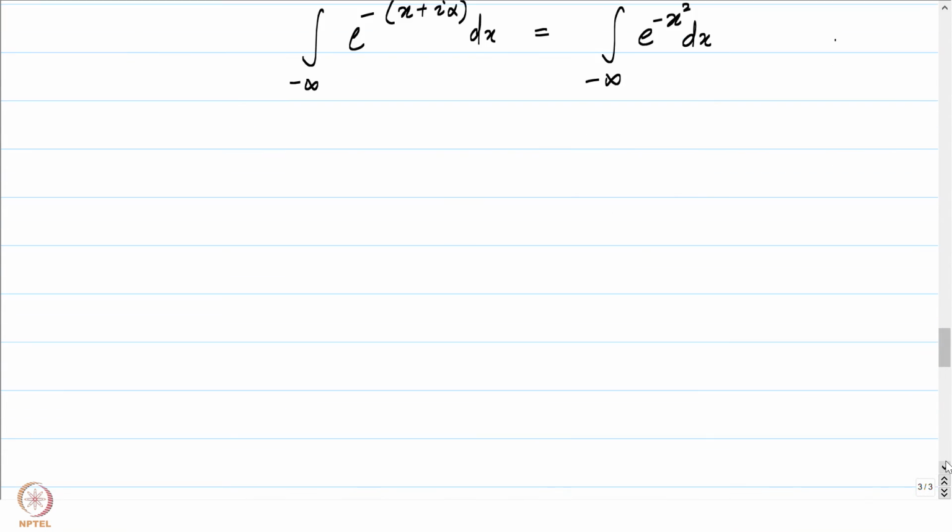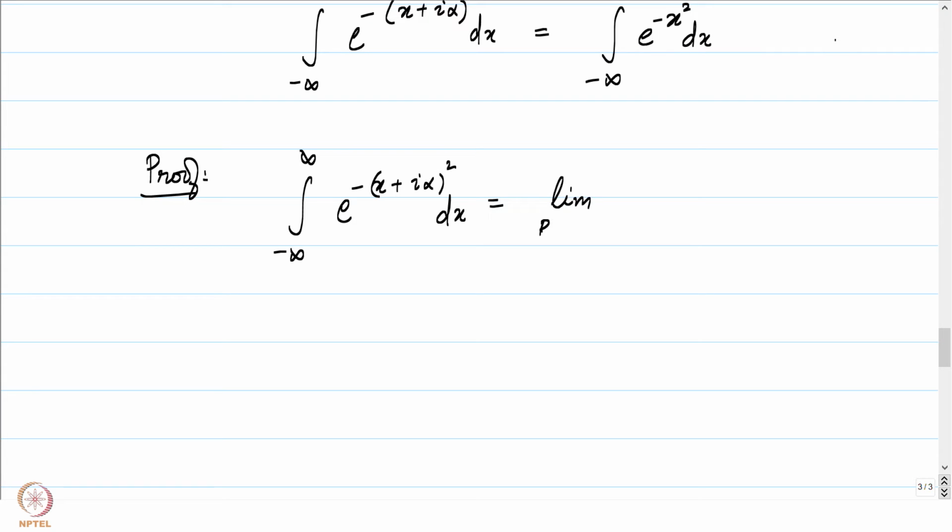Alright, let's prove it. So what is the left hand side? Minus infinity to infinity e to the power minus of x plus i alpha the whole square dx. This is what we would like to compute, and this is equal to the limit as r goes to infinity of the integral from minus r to r e to the power minus of x plus i alpha the whole square dx.